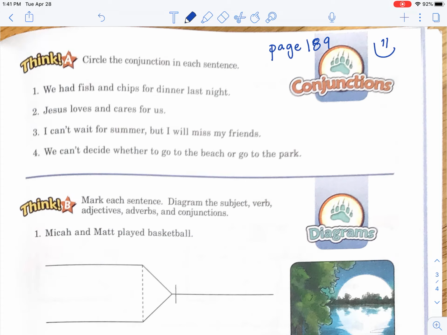Conjunction, junction, what's your function? Hooking up words and phrases and clauses. And, but, and, or.